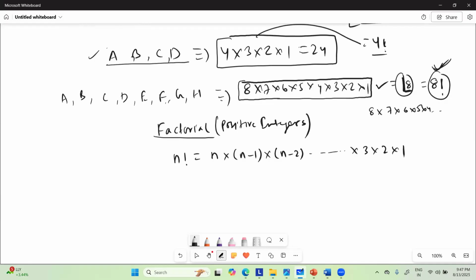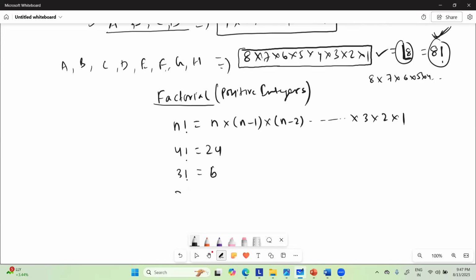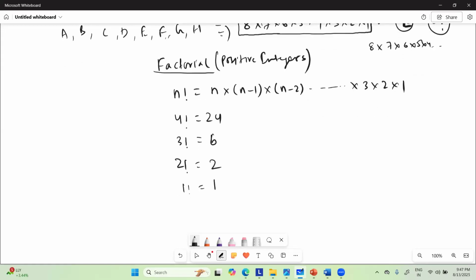So tell me, what will be the value of factorial 4? 24. Factorial 3? 6. Factorial 2? 2. Factorial 1? 1. And factorial 0? 1.